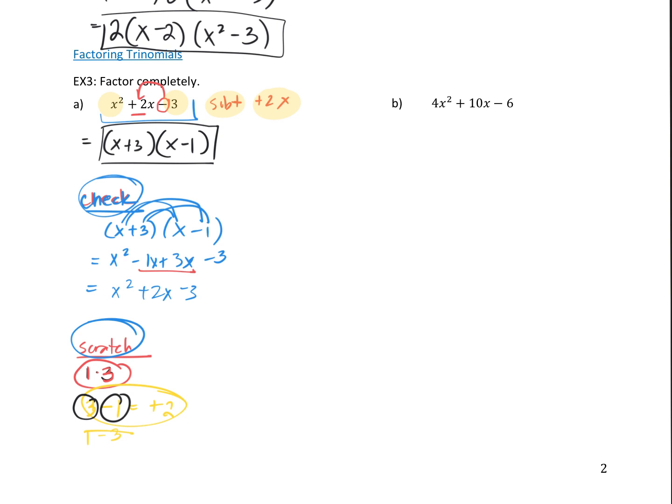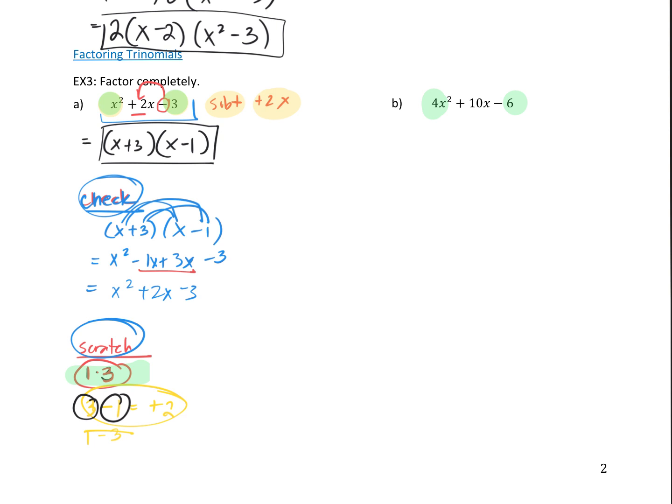Okay, so let's take a look at B. Now, B is different. What is the main difference I see? The big main difference, which is going to make it a little harder, is that we have a 4 in front of our x squared. Before, we just had a positive 1, which made it easier because we only had to focus on the end term factoring. But now, because we have a 4 in front of that x squared, we have to focus on factoring the 4 and the 6.